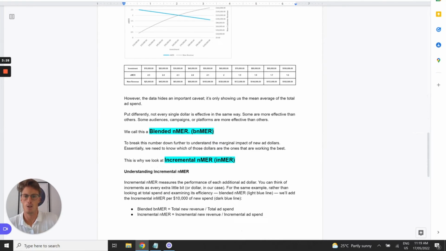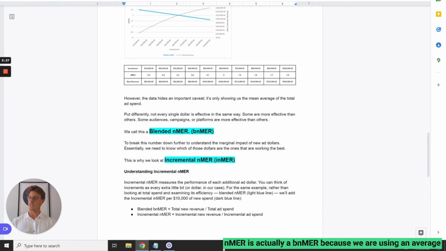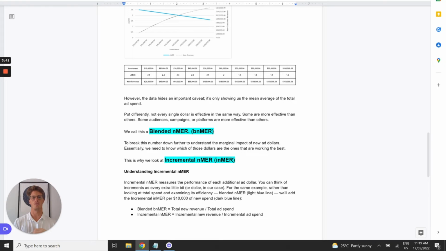The next part, what we want to do is we want to take that NMER and rename it. We want to call it a blended NMER, because essentially all we're doing here is looking at the average of the total ad spend. So we're taking all the new customers and we're dividing that by the investment across all of them. And that's great. It gives us that number. It gives us 2.1 or 1.9 or 4.0 or whatever it is for each new customer. But that's not very helpful.